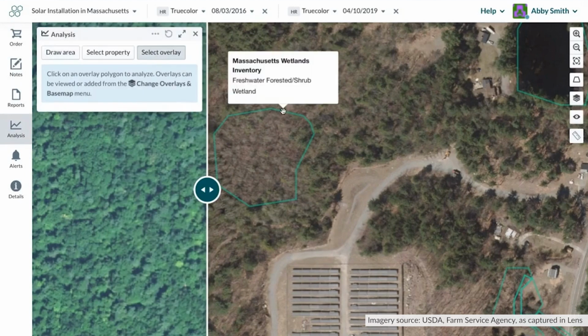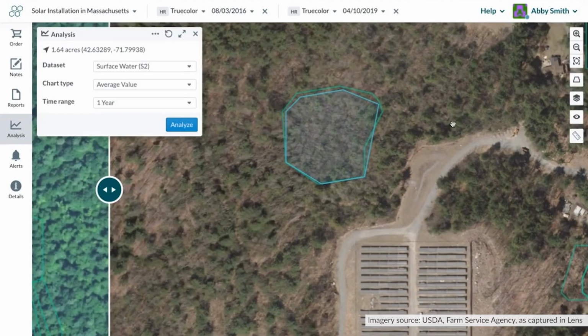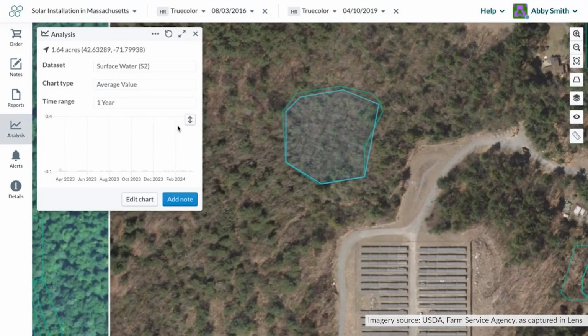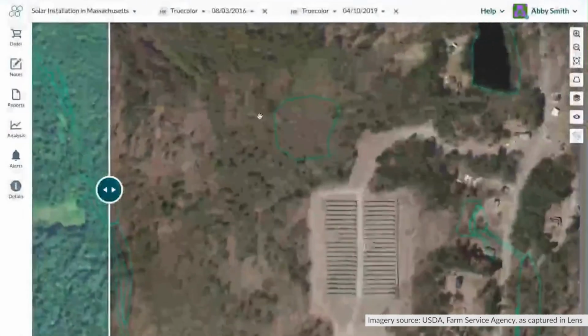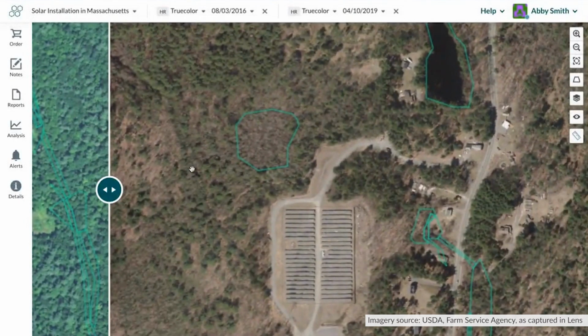Another way that we can verify this is using the analysis tool. So I'm going to select overlay here and click on that area and look at surface water for the last year. It looks like there's no dates at all where surface water is present. So this gives me additional confirmation that a wetland may have been here in the past but is no longer there today. And this is the kind of information that's really important to know so that if you're planning a new project that may overlap with this previous wetland boundary, you don't have to worry about running into a wetland today.